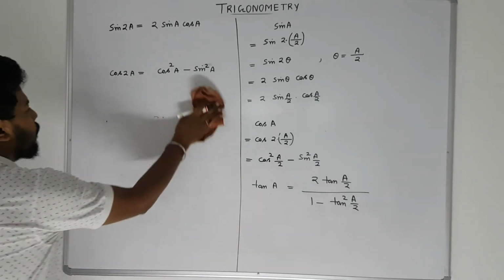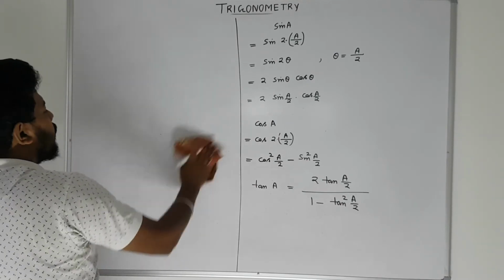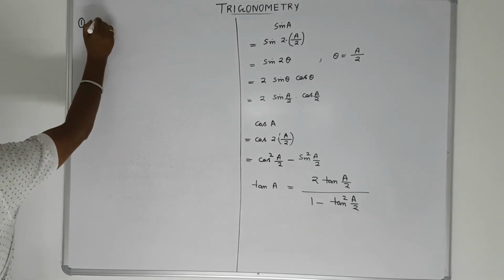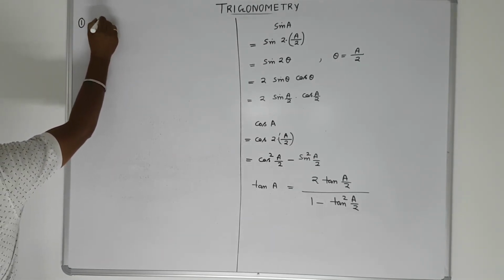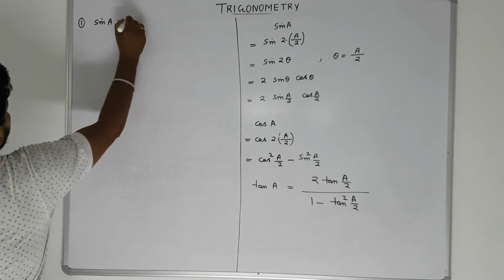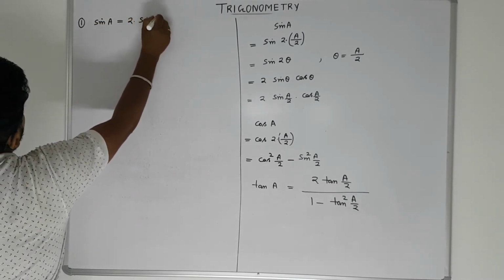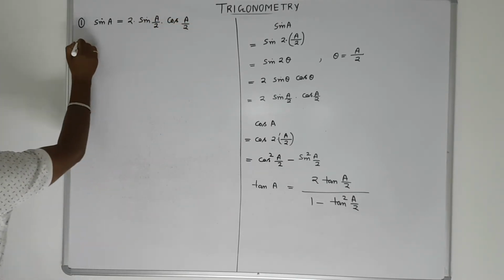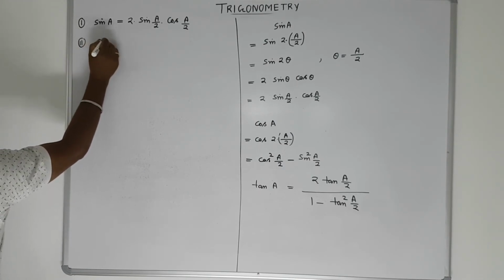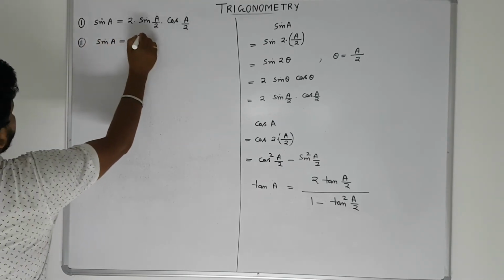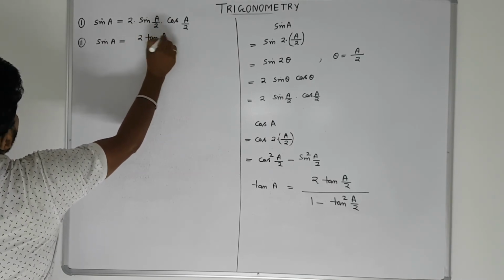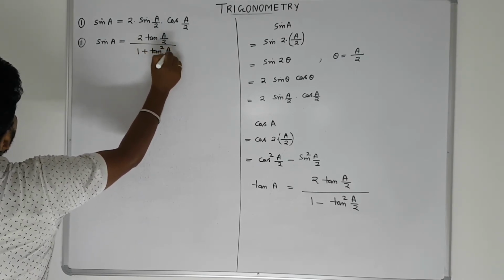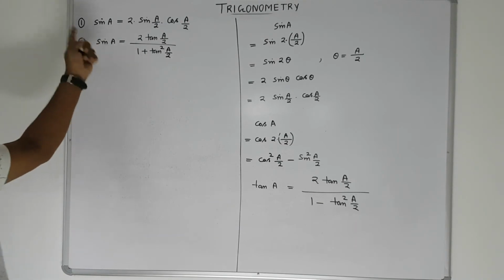So, I will write a few more formulas using this process. Number 1, you just watch: sin A is equal to 2 sin A by 2 cos A by 2. Number 2, sin A in terms of tan is equal to twice tan A by 2 by 1 plus tan square A by 2. See, the angle A is reduced to A by 2.